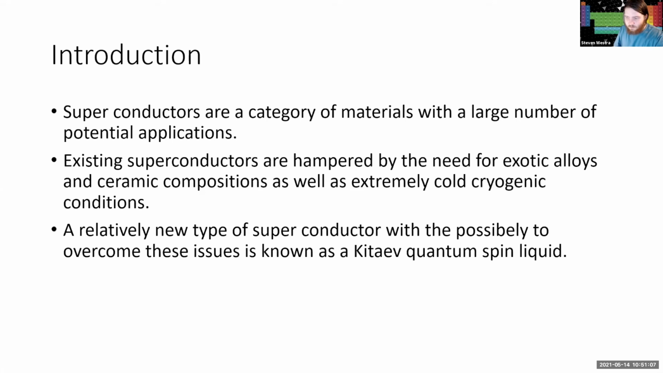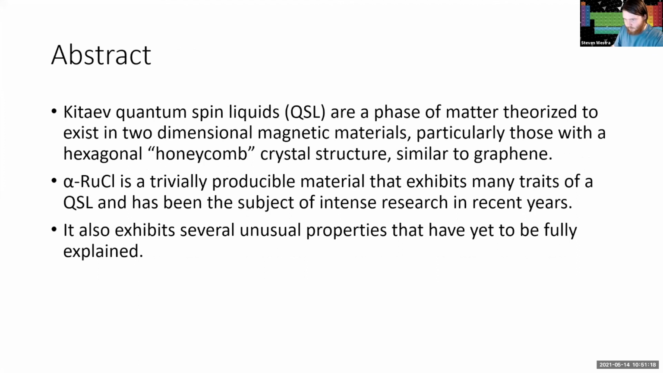A relatively new type of superconductor that has the possibility to overcome a number of these issues is known as a Kitaev quantum spin liquid. Just to continue. A Kitaev quantum spin liquid is a phase of matter that is theorized to exist in two-dimensional magnetic structures, and it's particularly pronounced in those that have a hexagonal or honeycomb crystal structure similar to what you would see with graphene.